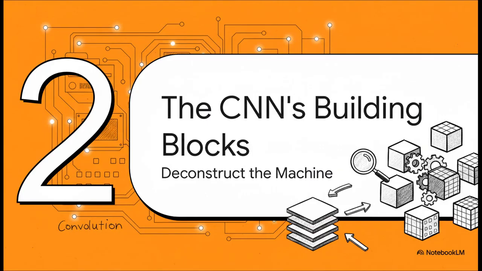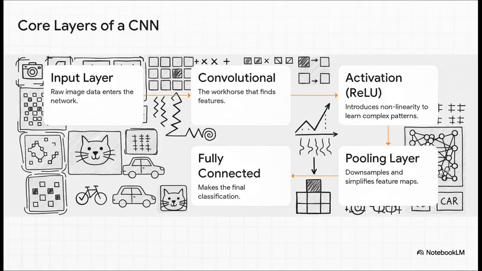Okay, so now that we've seen the big picture, let's pop the hood and really look at the essential parts that make a CNN tick. Trust me, these are the building blocks you are definitely going to be asked about on your exam. So a typical CNN has 5 key stages. First up, you have the input layer. That's where the raw image data comes in.